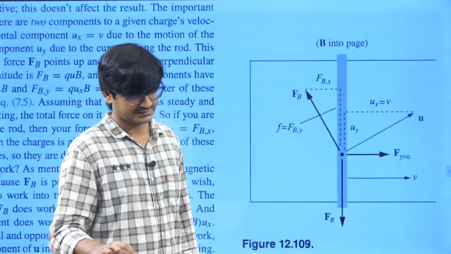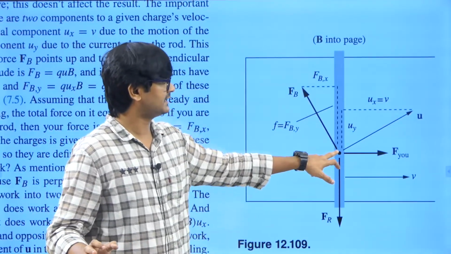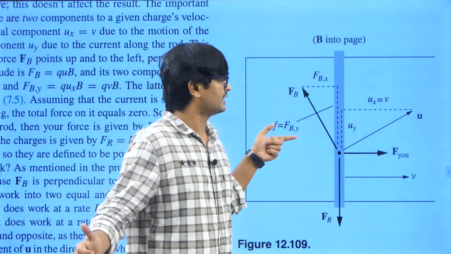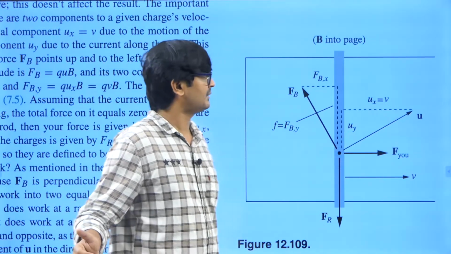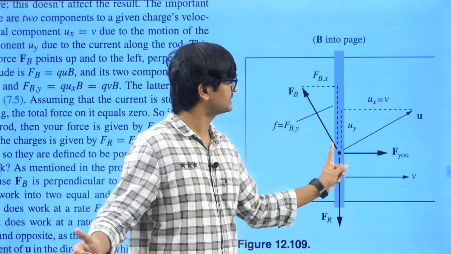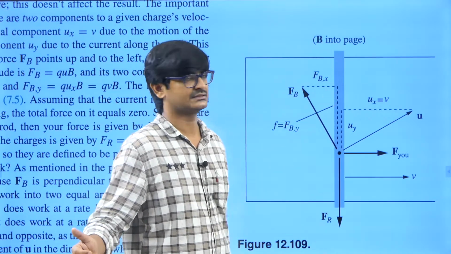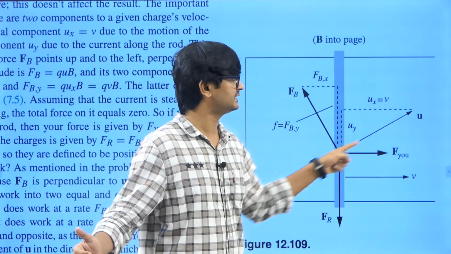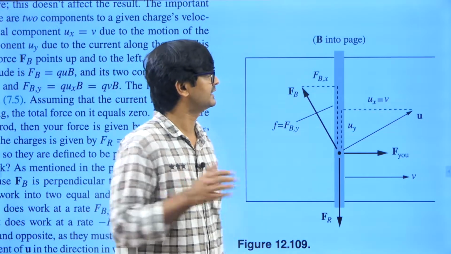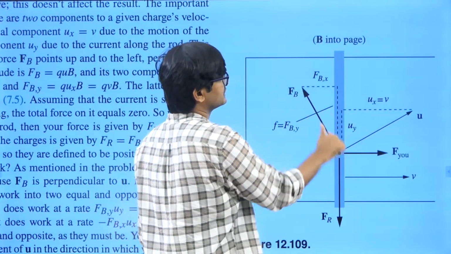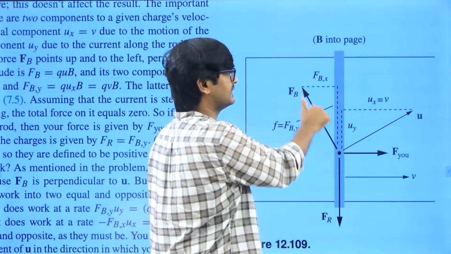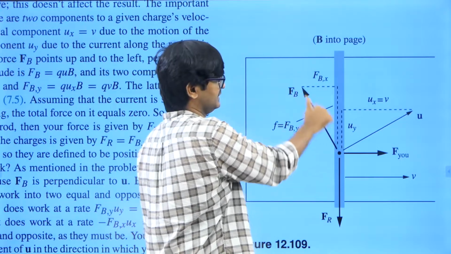But if there is some charge here, and the rod is moving with a velocity, then what will happen? The charge, apart from this velocity, will also have some velocity in this direction, right? So effectively the velocity is going to be in this direction. If the velocity is in this direction, v × B, then the force is going to be in this direction, right? If the force is in this direction, this is the magnetic force, right?